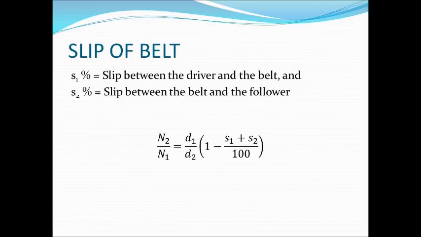Speed of a belt. Let's say we are given x1 as the slip between the driver and the belt, and x2 as the slip between the belt and the follower. Now the slip of a belt tends to reduce the speed which is transmitted. As we can see in the formula for the speed ratio, the effect of the slip has been considered by adding x1 plus x2.